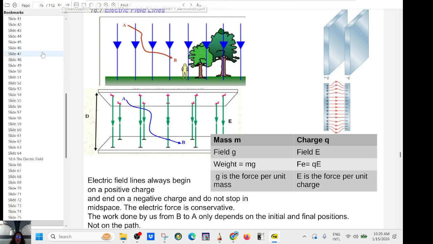So anyway, if you have a charge in an electric field, it will experience a force F equals QE. Likewise, a mass experiences a force F equals mg. The field is g, the field is E. g, you can think of that as the force per unit mass. E is the force per unit charge. The electric field is uniform.